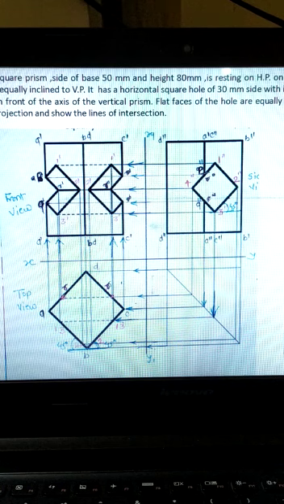So here we got the intersection of prism with prism with the axes apart. Thanks for watching.